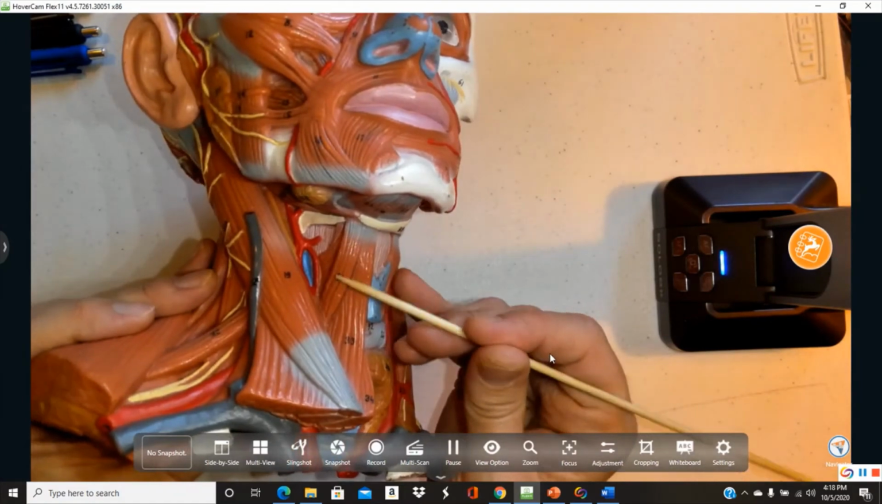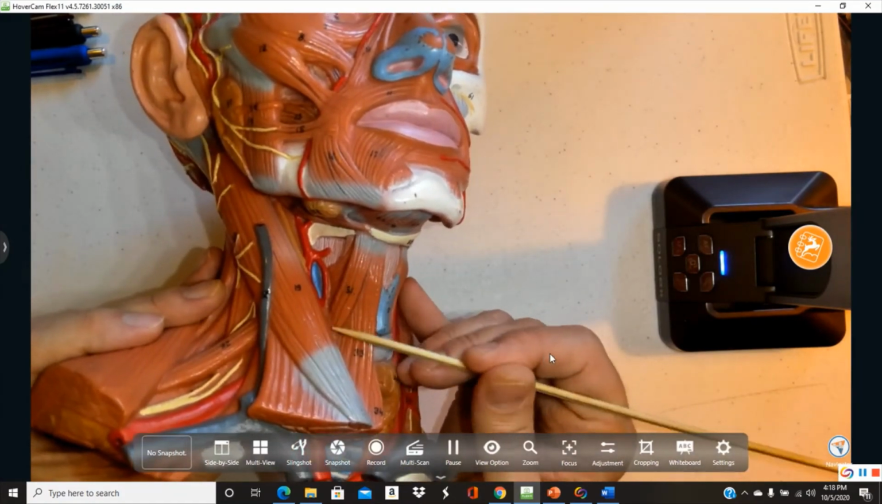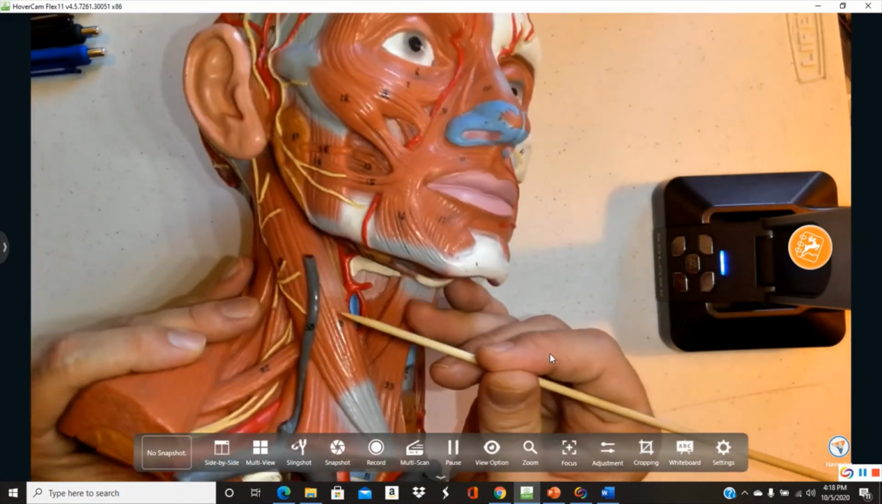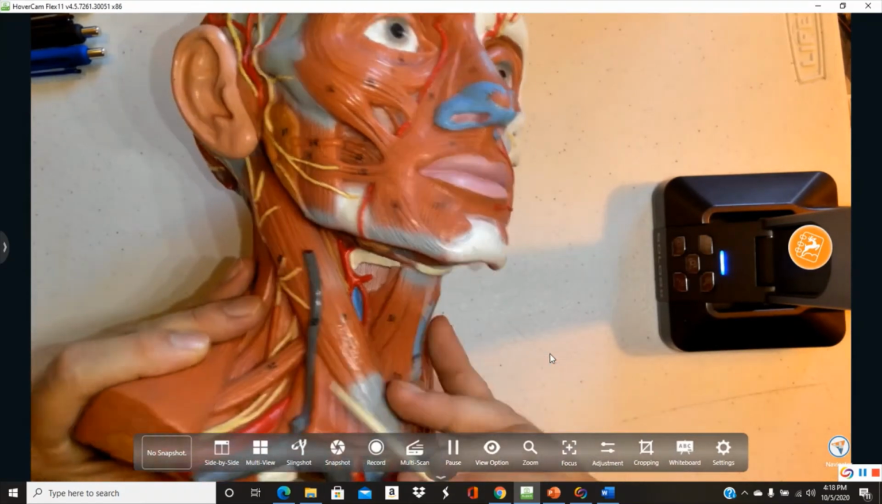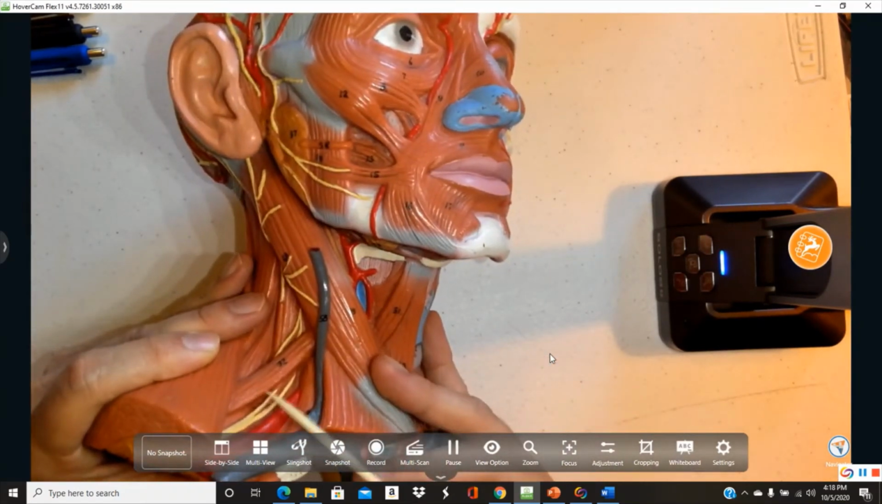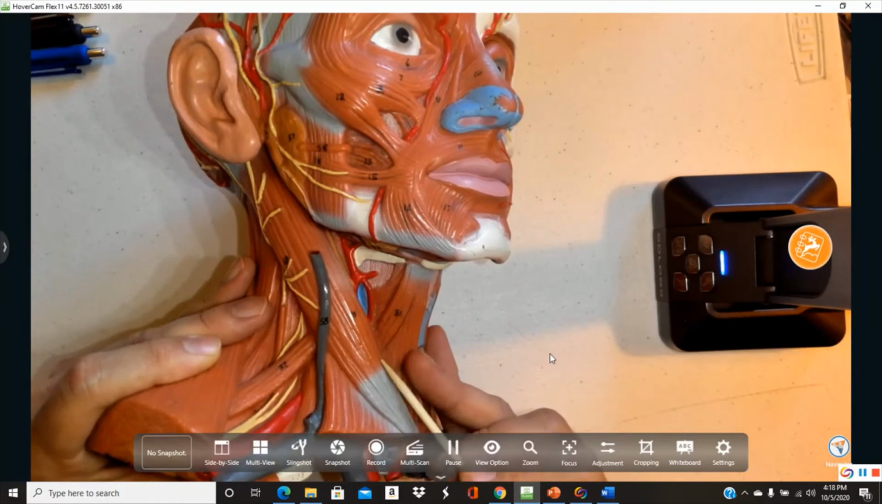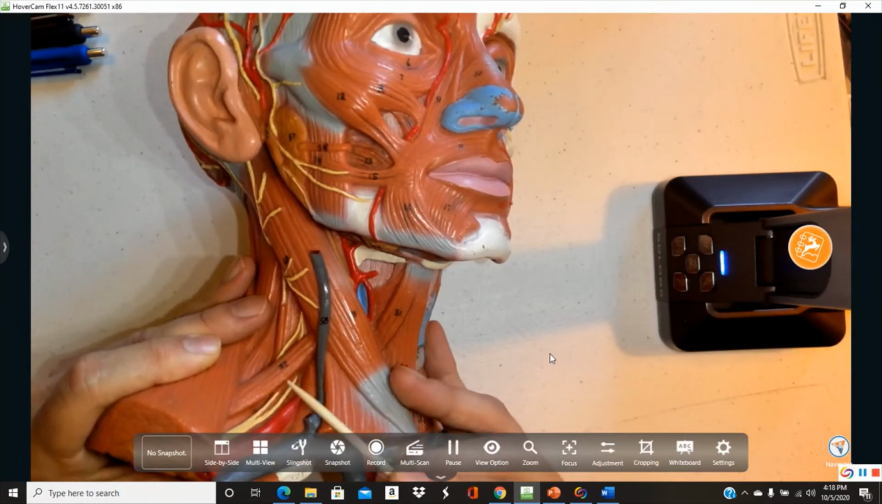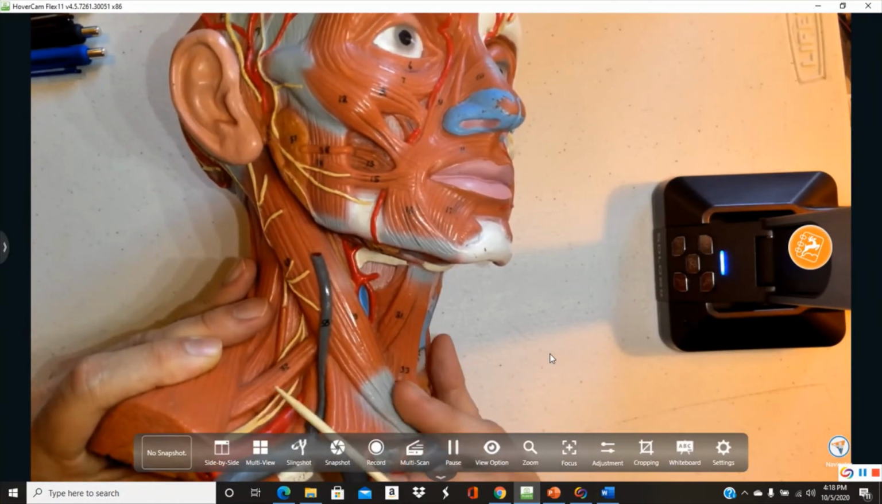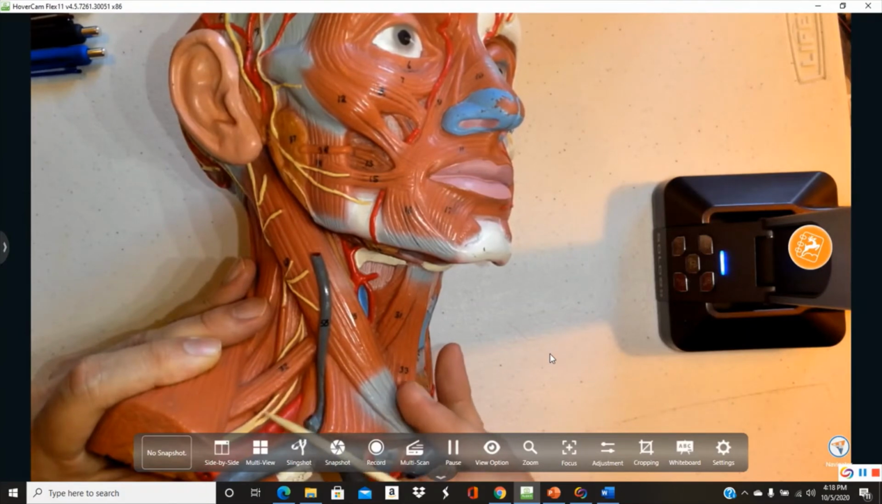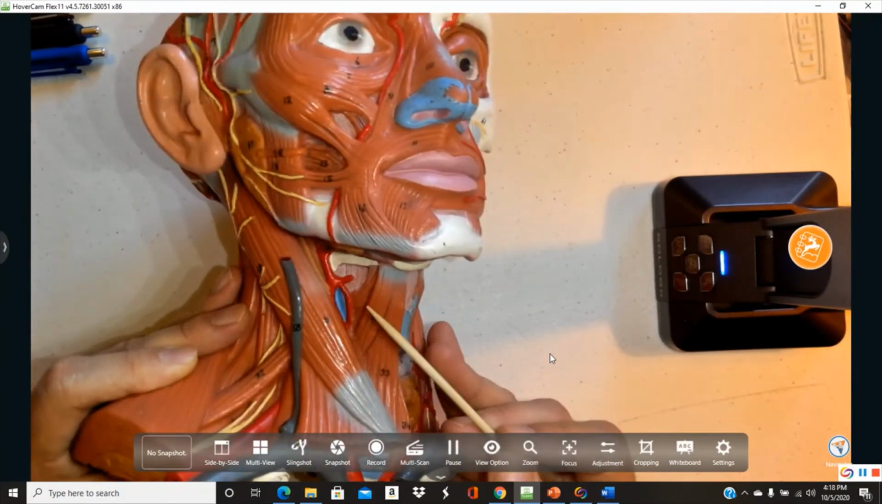Now, one of the bellies of omohyoid is here. It's referred to as the superior belly, and it goes under this very large muscle we're about to name, and then it takes a connective tissue loop and comes out here as its inferior belly. So there actually are two bellies of the omohyoid, here and here.